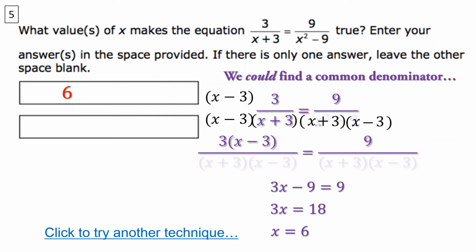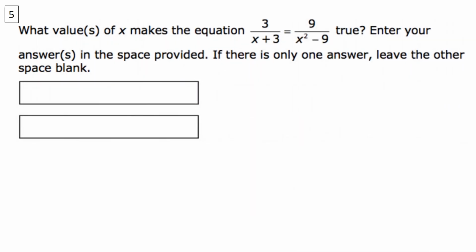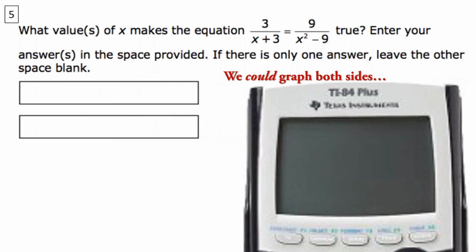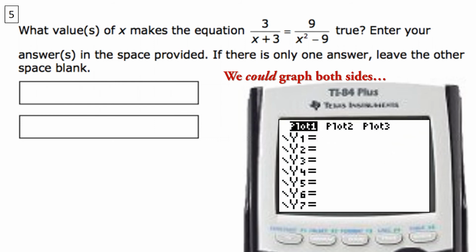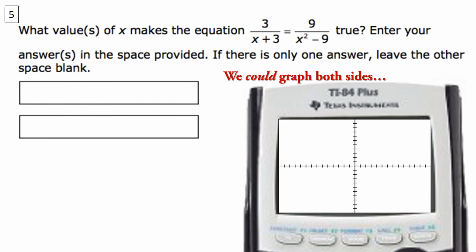All right, and there is one other technique, and that's the technique of using our graphing calculator to graph both sides. Make y1 equal, there's the calculator. So right here we're going to make y1 equal the left side, 3 over x plus 3. We're going to make y2 equal the right side, 9 over x squared minus 9. If you type it this way, please, please, please make sure you remember your parentheses. And then we graph them. So the first one graphs and looks like that. The second one's going to look like that.